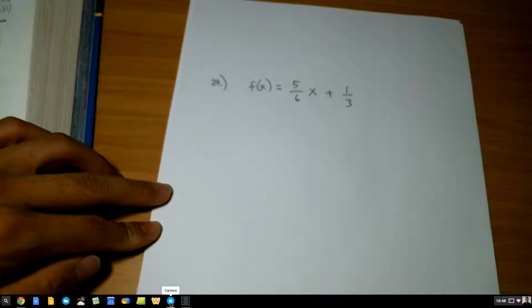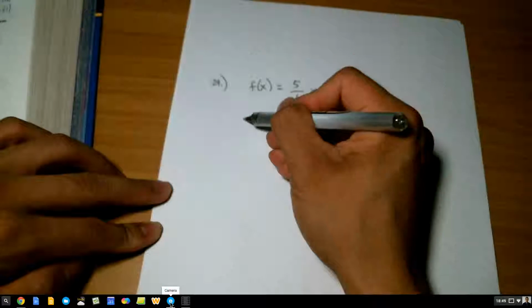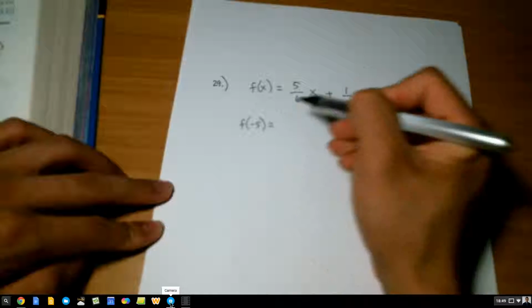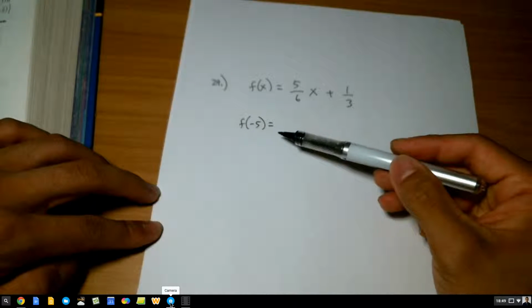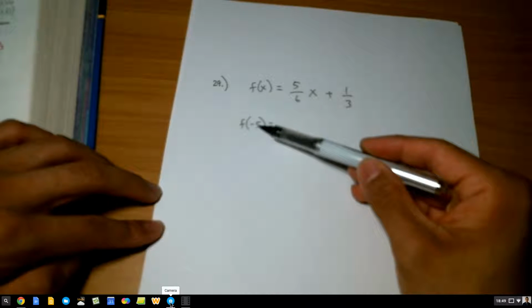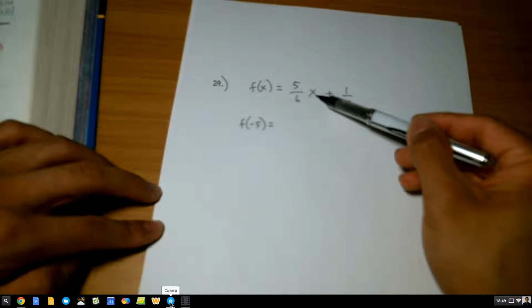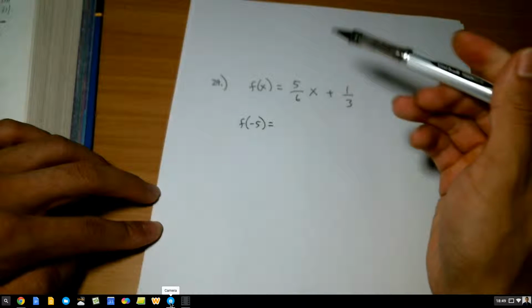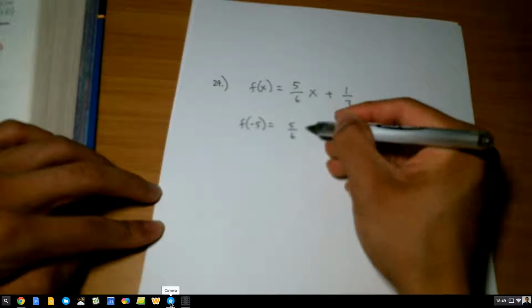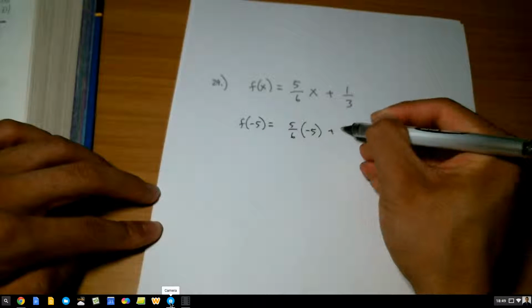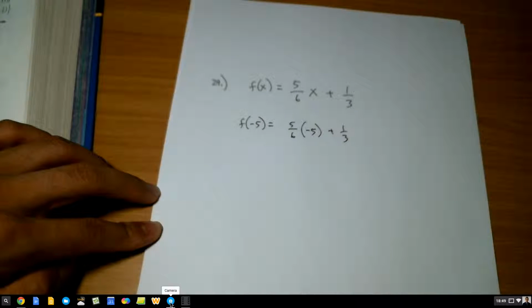Okay, so first let's take a look at how to solve for f of negative 5. So what does this tell us? This tells us that negative 5 is the input. That's the input we get for x. So we plug in negative 5 for every x that we see. So we go 5/6 times negative 5 plus 1/3.